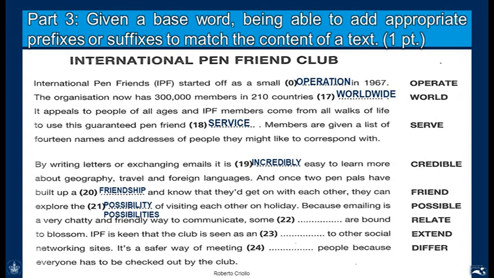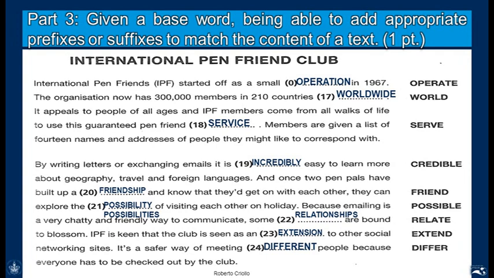And we have the word relate, so we need the word relationship in plural. Some relationships are bound to blossom. IPF is keen that the club is seen as, and we have extend, so we need a noun because there is an indefinite article, an extension to other social networking sites. It's a safer way of meeting, and we have the word differ. We have people, so we need an adjective, different people, because everyone has to be checked out by the club.